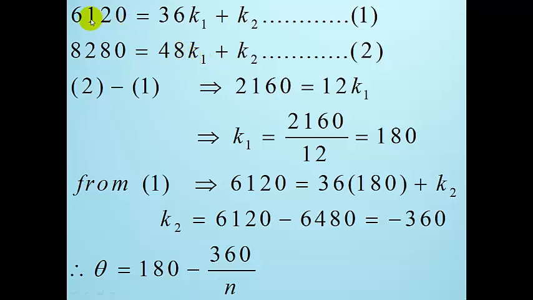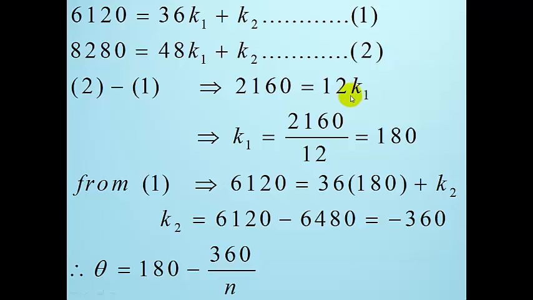So when we subtract 6120 from 8280, we have 2160. When we subtract 36 from 48, we are left with 12. But because of the k1, we have 12 k1. When we subtract k2 from k2, the answer is 0. So we have 2160 is equal to 12 k1.